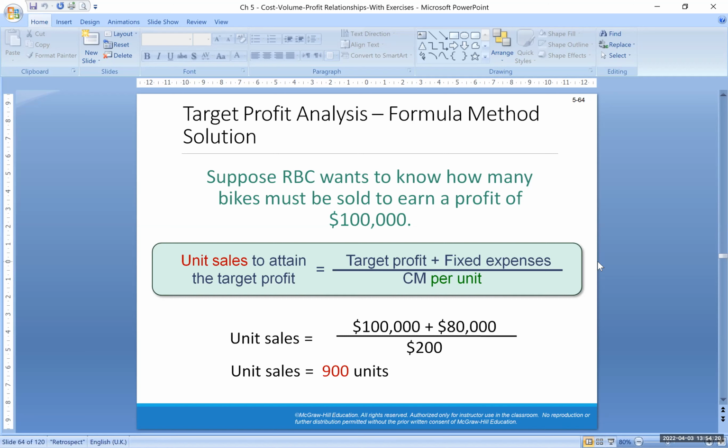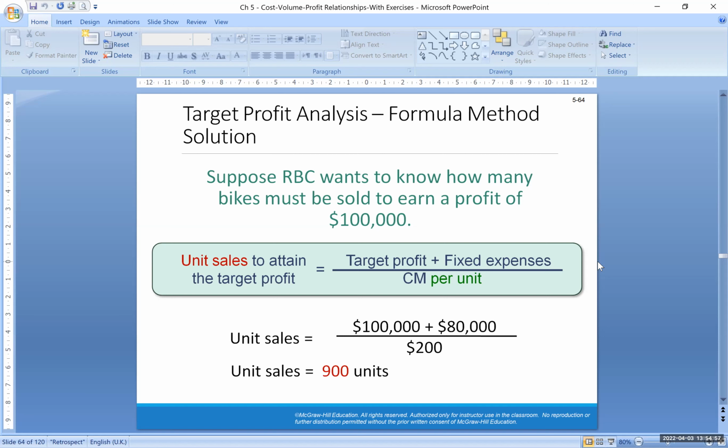If we use the contribution margin ratio, then the answer will be the sales amount in dollars. So the unit sales, how many units do we need to sell to attain the target profit of 100,000, is equal to what? 100,000, which is the targeted profit, plus 80,000, which is the total fixed costs, all divided by 200. So again, $180,000 divided by $200 equals 900 units.